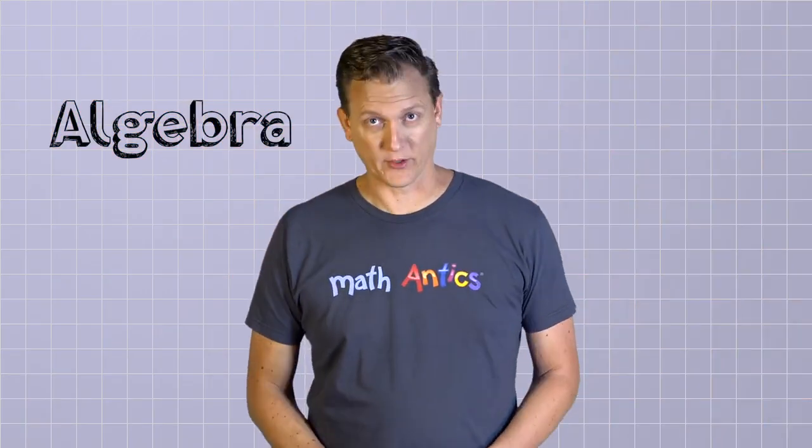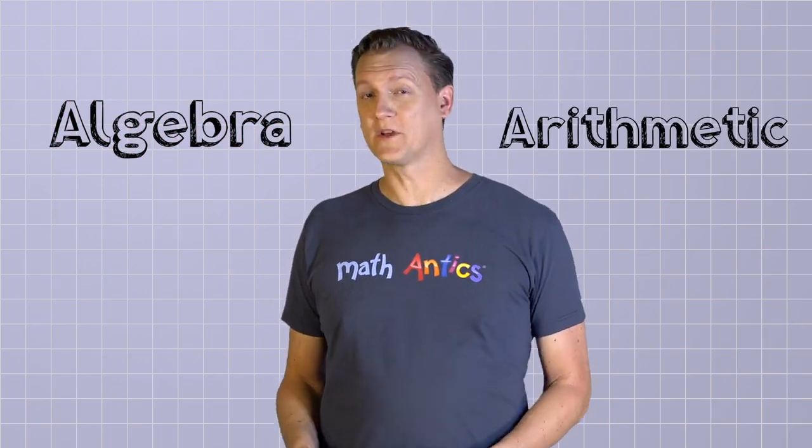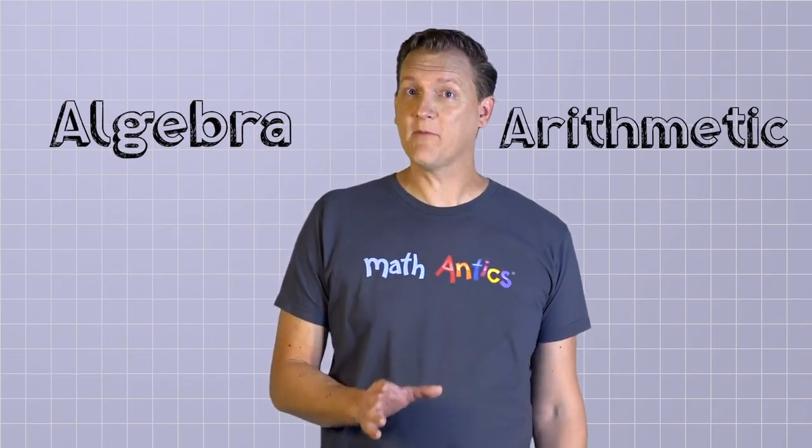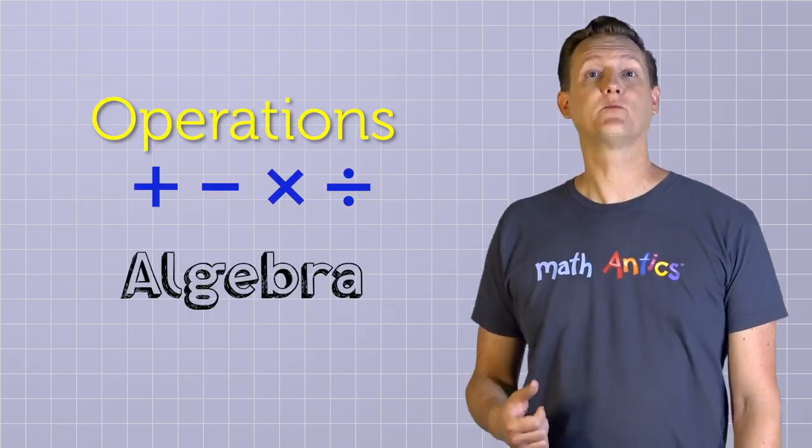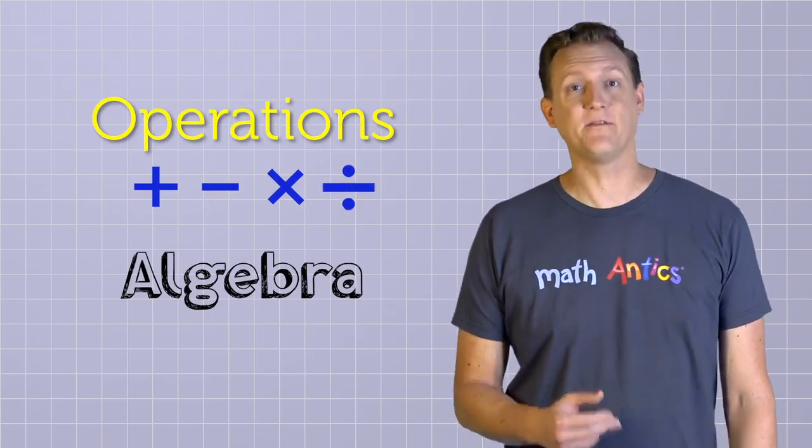In this lesson, we're going to learn some really important things about a whole branch of math called algebra. The first thing you need to know is that algebra is a lot like arithmetic. It follows all the rules of arithmetic, and it uses the same four main operations that arithmetic is built on: addition, subtraction, multiplication, and division.